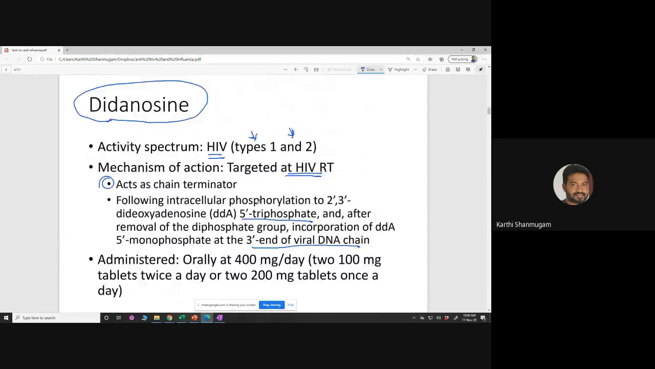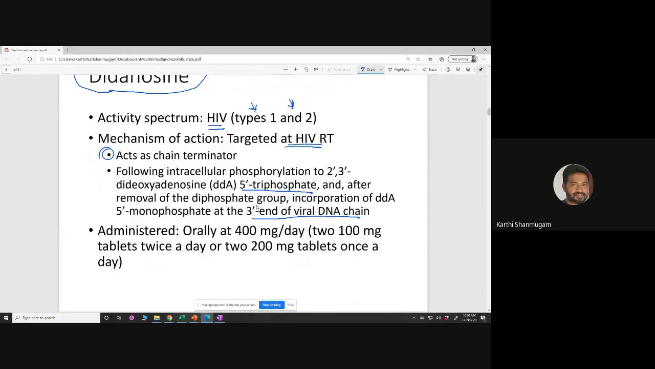So coming to the mode of administration of this drug molecule, it is orally administered at 400 mg per day, or a 200 mg tablet twice a day, or 200 mg tablets once a day, depending upon the medical condition of the infection.